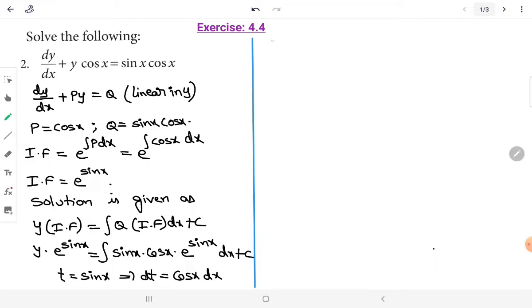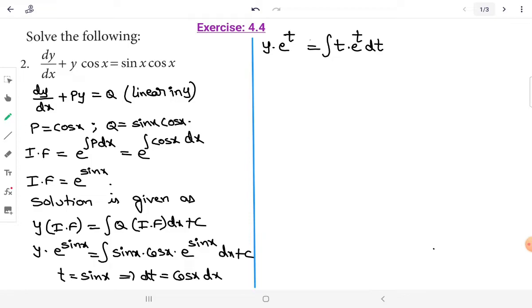So y into e power sin x is equal to integral of sin x. What is sin x? Sin x is nothing but t. Even here also, if you want, you can take e power t, because sin x we are substituting with t. E power t integral t into, now here cos x dx. So cos x dx is nothing but dt, right? So cos x dx is nothing but dt into e power sin x. So e power sin x we are considering as t. So this can be written as e power t. Okay. So e power t into e power t dt.